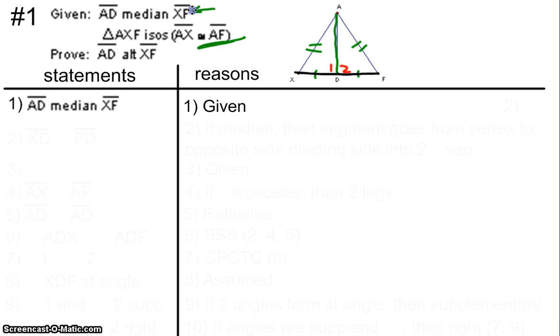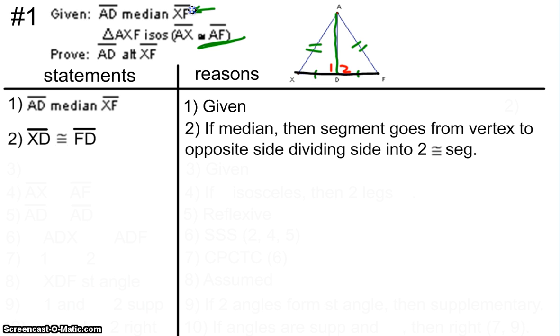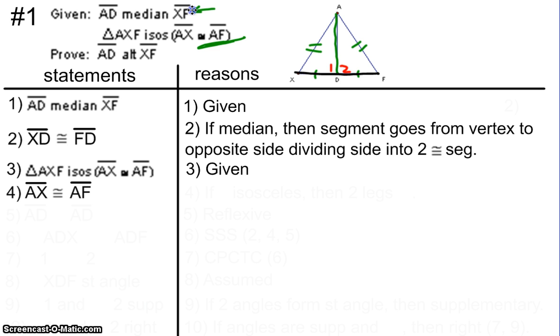Starting off with our first given information, after we have a median, we can say that the segments are congruent. Using our median definition, if it's a median, then the segment goes from the vertex to the opposite side, dividing it into two congruent segments. We then want to bring in our next given information, that we have an isosceles triangle, and talk about what an isosceles triangle gives us. Although it was in parentheses, usually we'll have the isosceles, so we should probably list it separately. If a triangle is isosceles, then two legs are congruent.